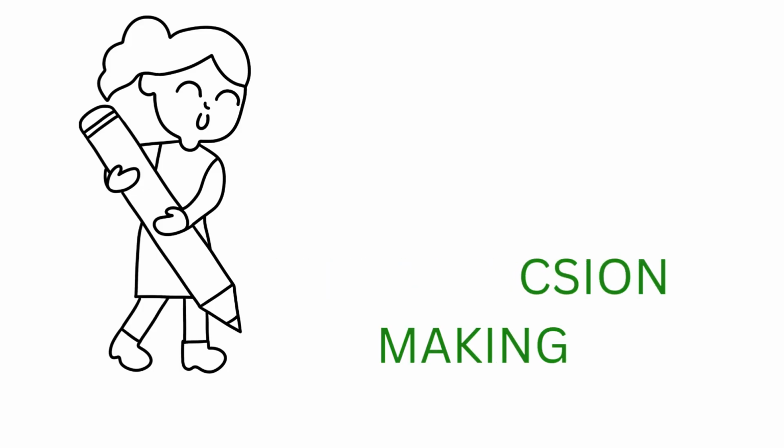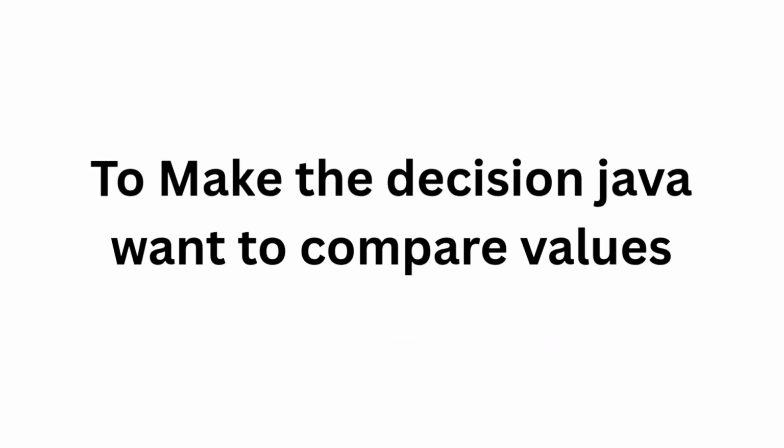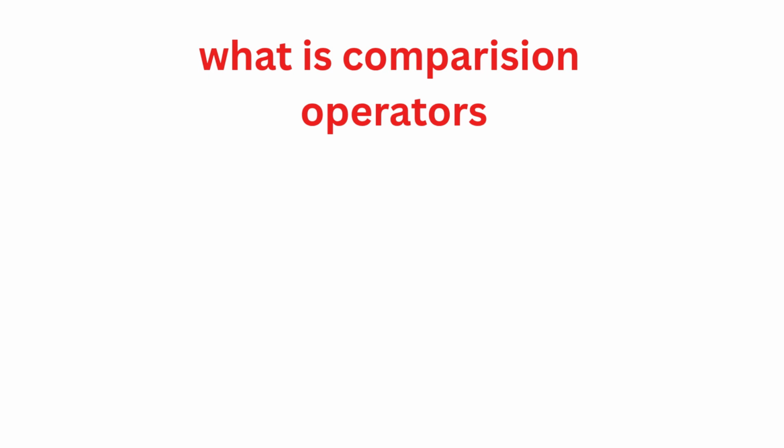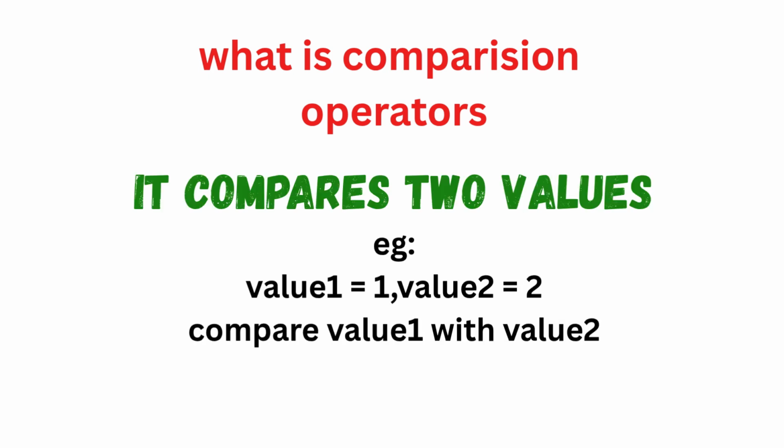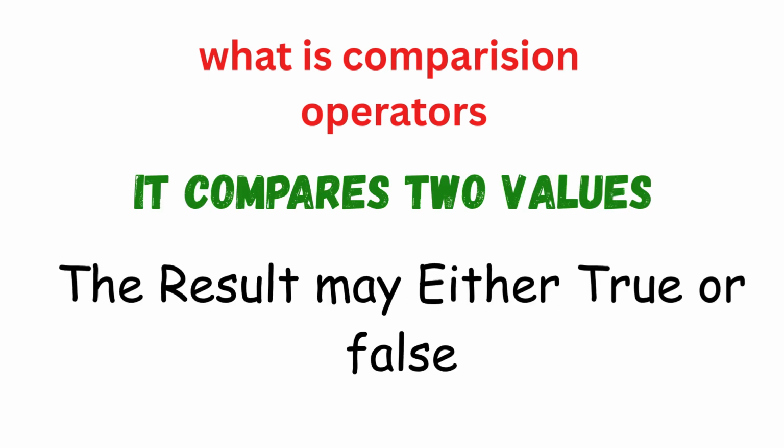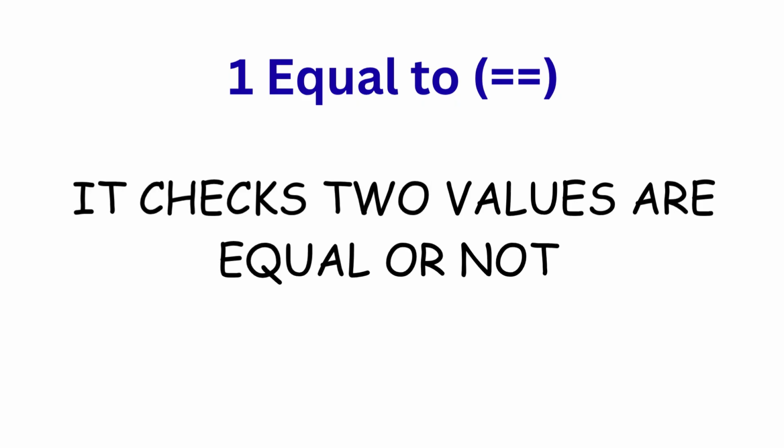But before Java can make decisions, it needs to compare values. That's why let's first understand comparison operators. Comparison operators compare two values. The result may be either true or false. Let's understand each operator one by one. Equal to. The operator checks whether two values are equal or not. Let's understand by writing the program.